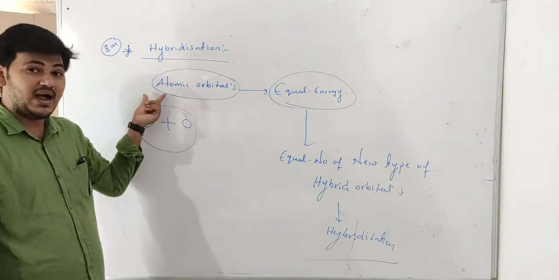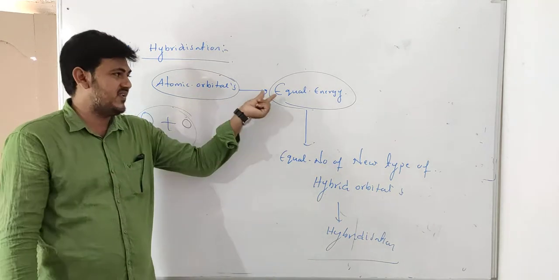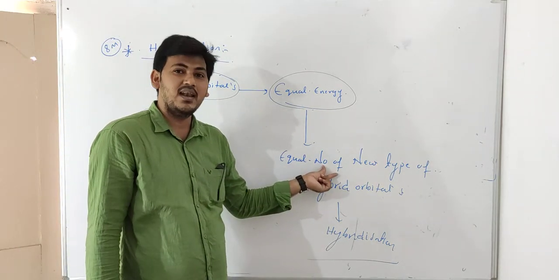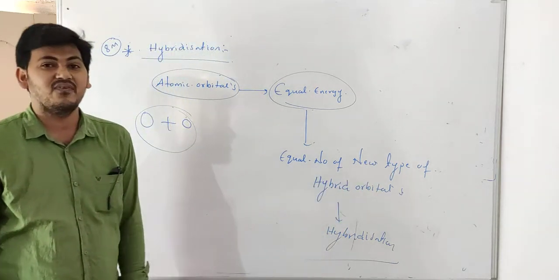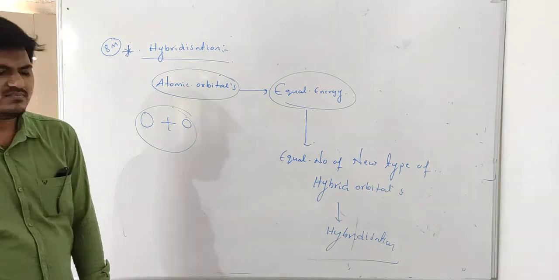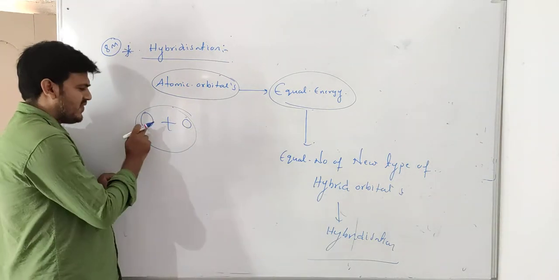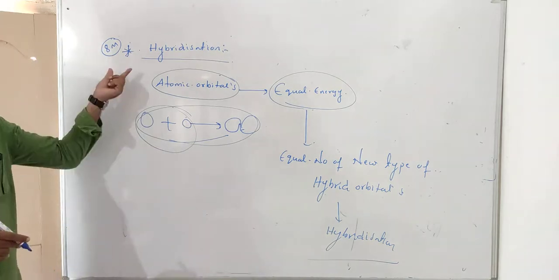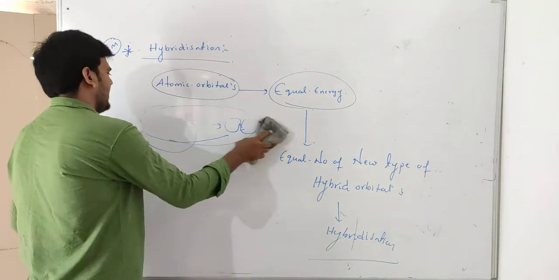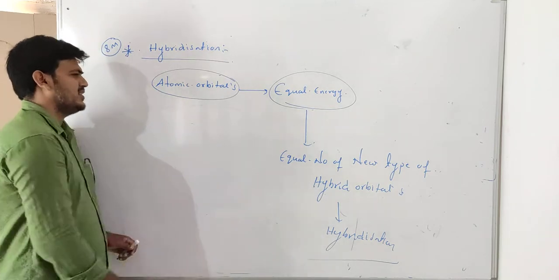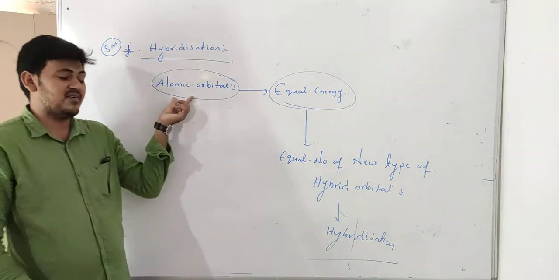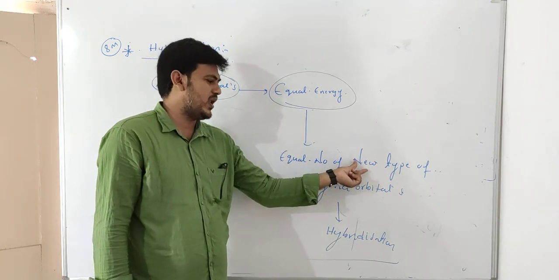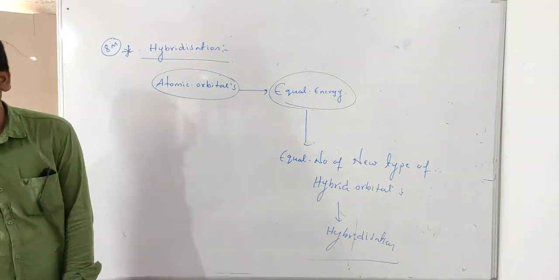So the intermixing of atomic orbitals of almost equal energy, and their redistribution into an equal number of new type of hybrid orbitals is called hybridization. So finally, hybridization means the intermixing of atomic orbitals of almost equal energy and their redistribution into an equal number of new type of hybrid orbitals. It's called hybridization.